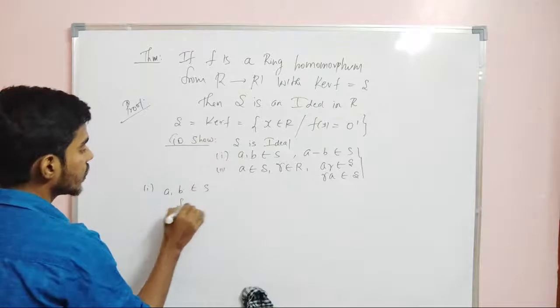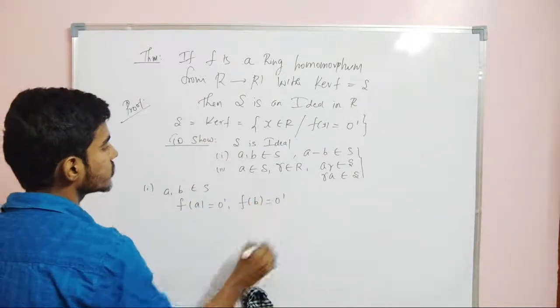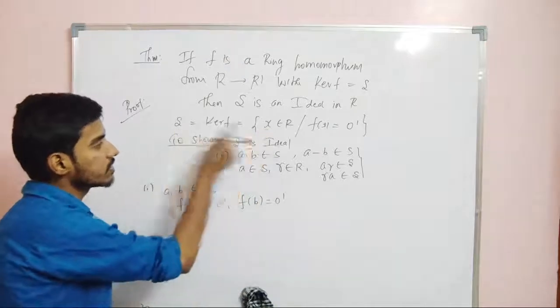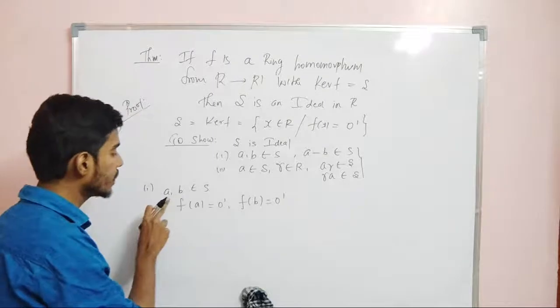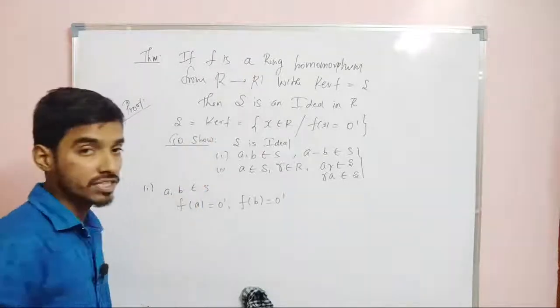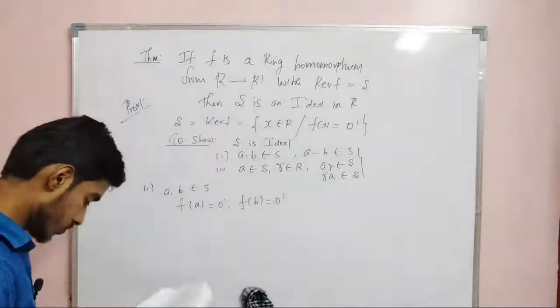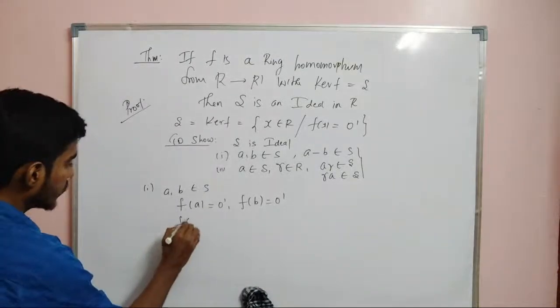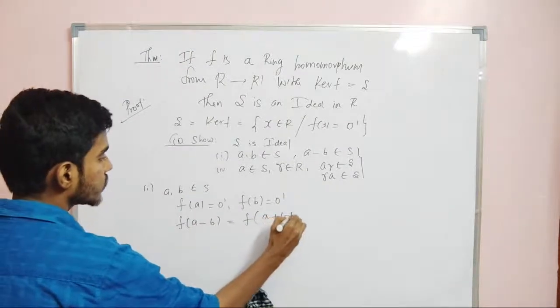So A, B are in S. That means what about f of A? It is 0 dash. And what about f of B? It is also 0 dash, because S consists of all those elements whose image is 0 dash. So f of A will be 0 dash, f of B will be 0 dash, right? Yes. Now, can I write f of A minus B, that is f of A plus minus B?